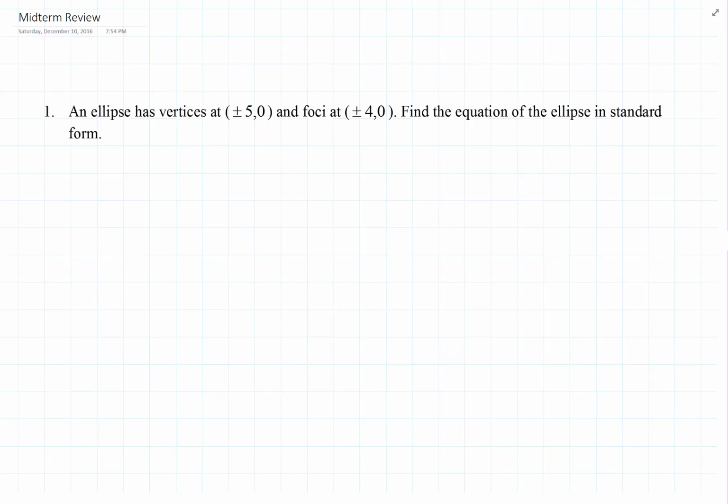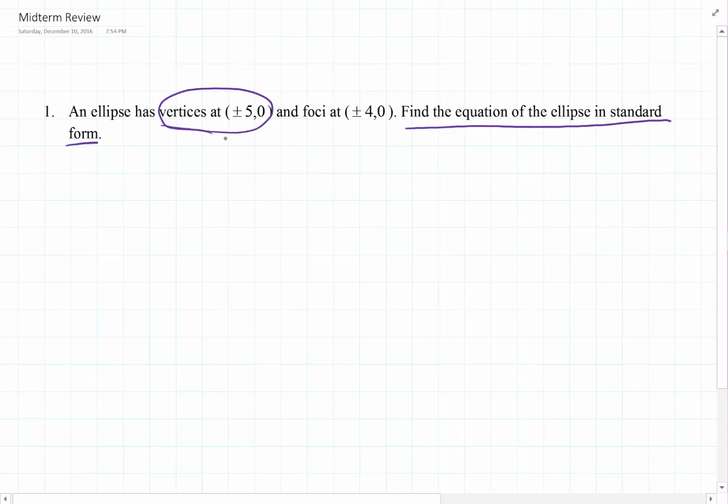This is problem number 1 from our midterm review. Here we are asked to find the equation of the ellipse in standard form that has vertices at plus or minus 5, 0 and foci at plus or minus 4, 0.